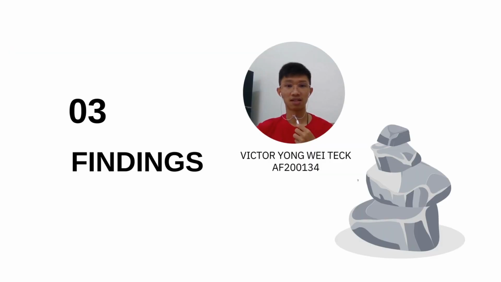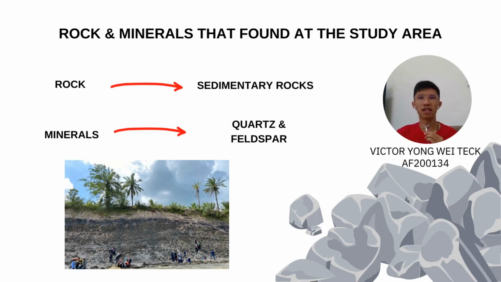Now it's my turn to discuss the findings of our case study area. The rock found at the study area is sedimentary rock. The picture clearly shows that the rock is deposited layer by layer, which is the characteristic of sedimentary rock. The minerals of sedimentary rock commonly come from quartz and feldspar.